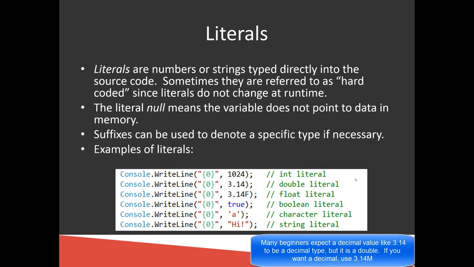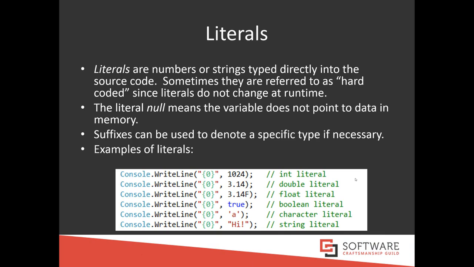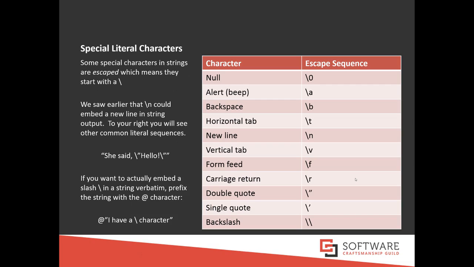We can also use the suffix capital M for decimal, and I usually keep that straight in my head by thinking M for money. True and false are the Boolean literals. We can also have character literals, where we would have a single quote, and a string literal as a double quote. We can also embed special literal characters. I've already showed you that /n will give us a new line. That slash is called an escape character.